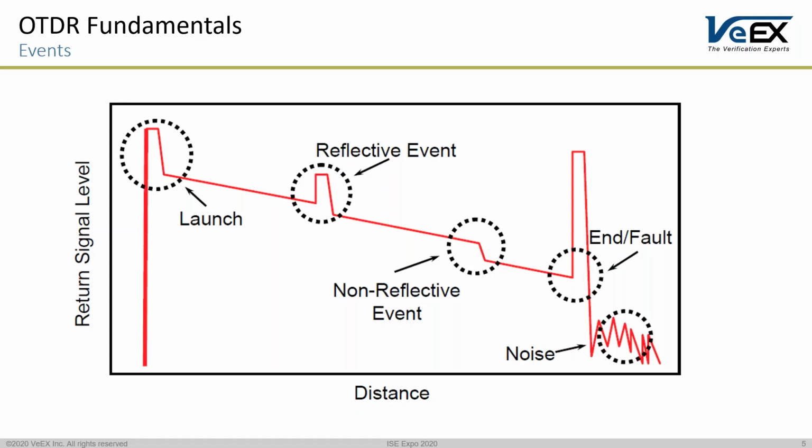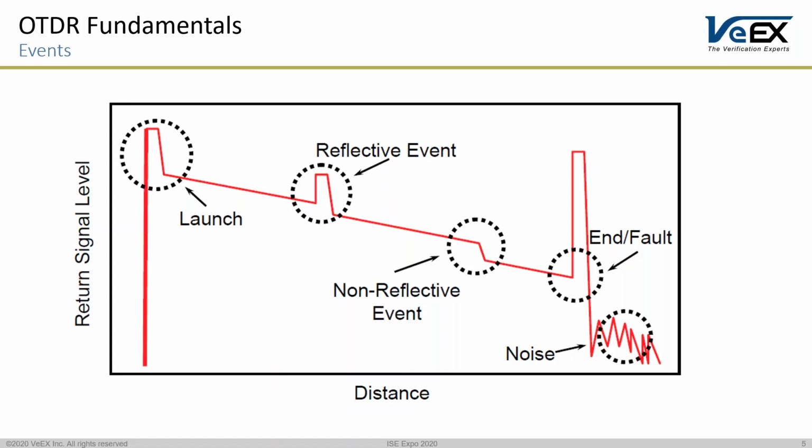So looking at the beginning of this trace, you have the launch reflective event. You'll always have a launch reflective event because whenever you connect your OTDR to the first connection of the fiber under test, you'll get that air gap. So we always recommend using a launch reel. That way you can determine the loss at the first connector.